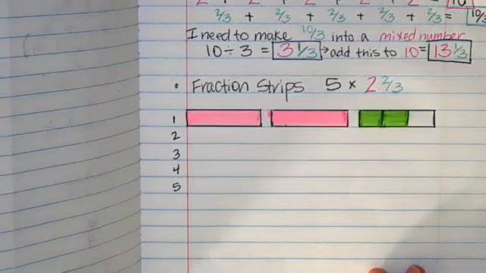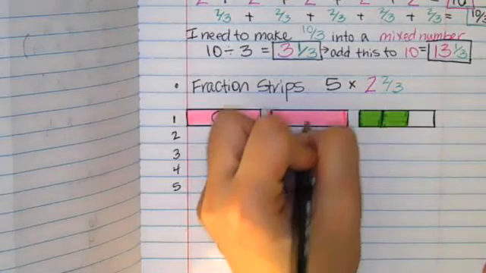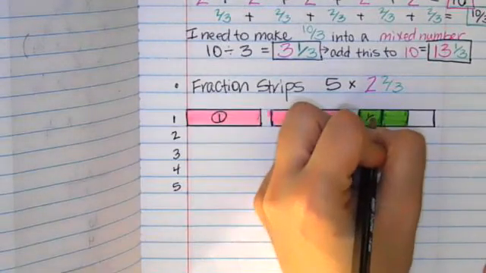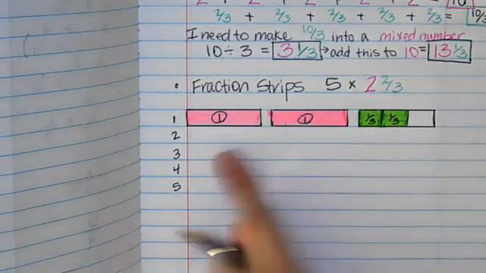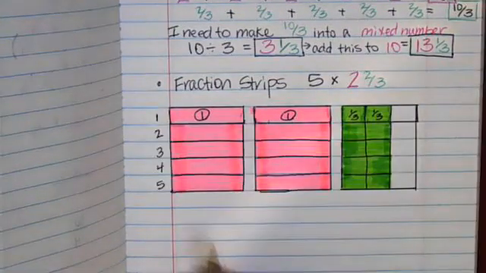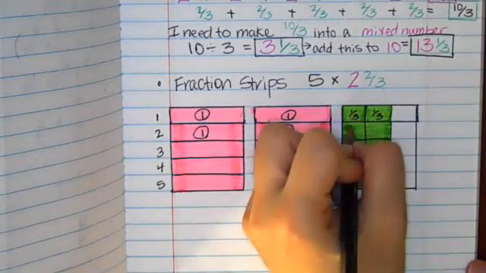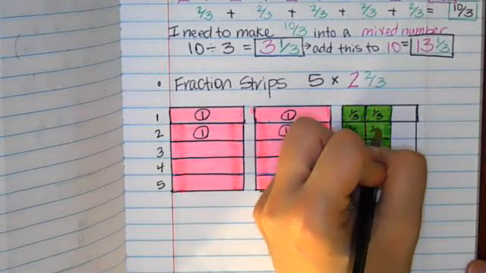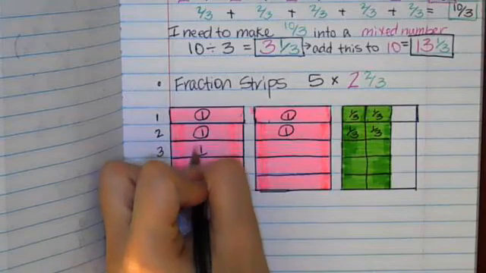Okay, as I've showed in this first row, I have 1 whole, I have another whole, and I have 1/3, and I have 2/3. So what I'm going to do is repeat this process again. All right, as you can see, I have 1 whole, 2 wholes, 1/3, 2/3. I'm going to do this a third time.